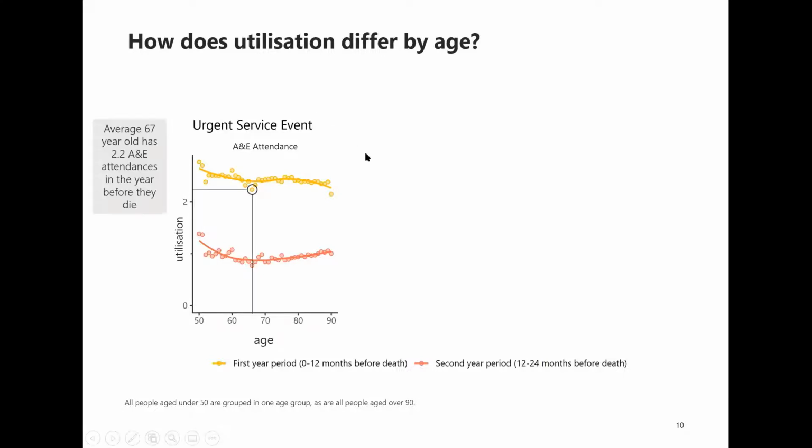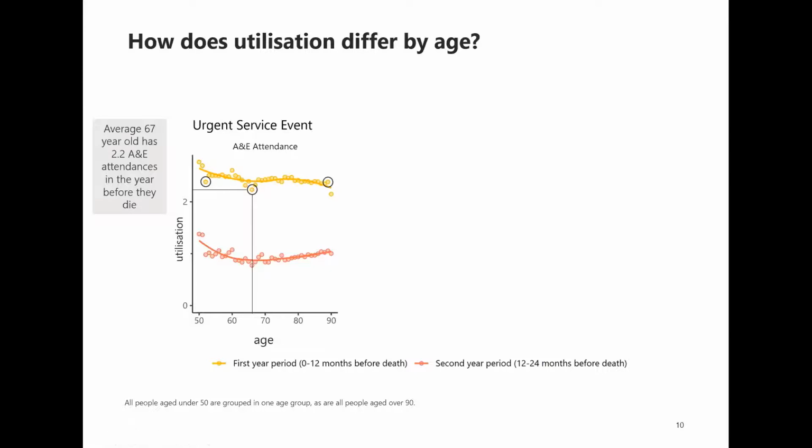As an example, this data point represents 67-year-olds, i.e. those in the Midlands who die aged 67. It shows how much activity they use in the first year prior to death, which is 2.2 A&E attendances on average. If we look at younger decedents, here those aged 52 when they die, then we can see that use is pretty similar. At the other end of the age spectrum, people dying aged 89, again have a similar level of A&E attendances. For the second year period in red, use of A&E attendances is again similar by age. It is, however, much lower than the first year period.